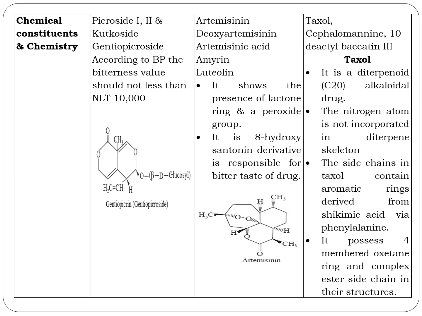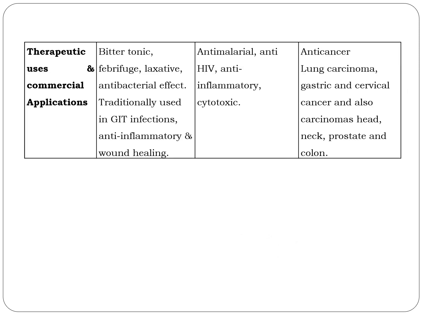Coming to taxus, it consists of the chief constituent taxol, cephalomannine, 10-deacetylbaccatin III. Taxol is a diterpenoid alkaloidal drug. It contains a nitrogen atom which is not incorporated in the diterpene skeleton. The side chains in taxol contain aromatic rings which are derived from shikimic acid via phenylalanine. It possesses a 4-membered oxetane ring and a complex ester side chain in its structure.